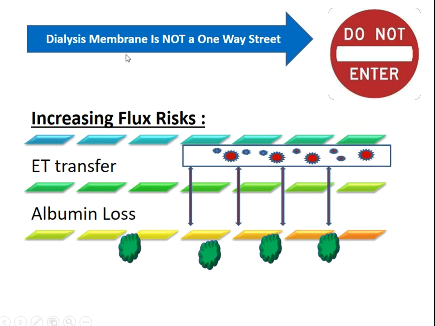Remember that the dialysis membrane is not a one-way street. There is increased flux risk. Endotoxin transfer is higher with high flux, as well as albumin loss. That's why you have to use ultrapure dialysate when using high-flux dialysis.